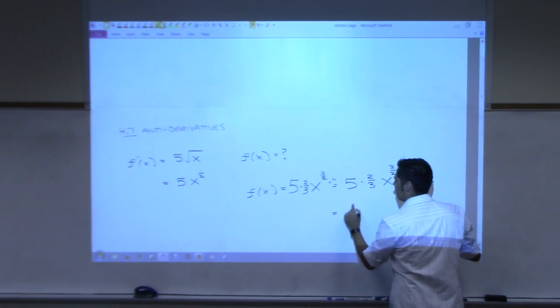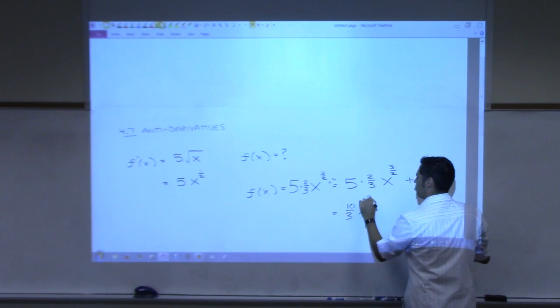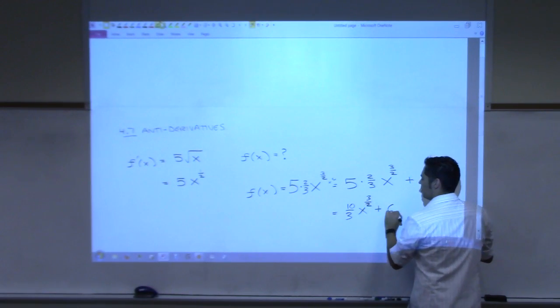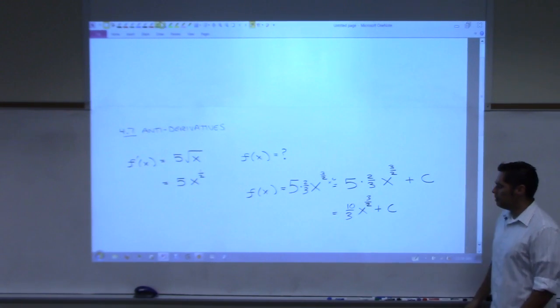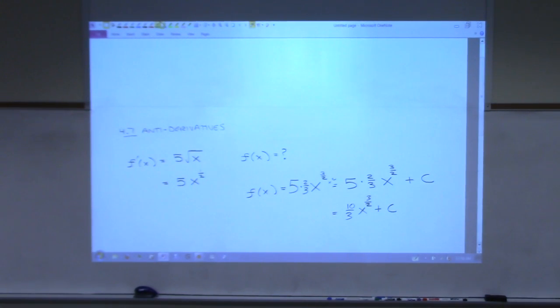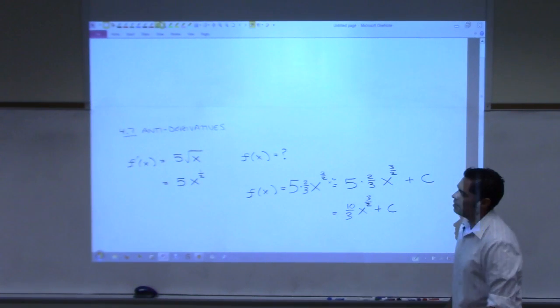What is that? 10/3 x to the 3 halves plus c. Now you can verify it for yourself. If you multiply that, you get 30/6, which is 5, and it works. It's a little more thinking involved there, right? Okay, let's try something else.